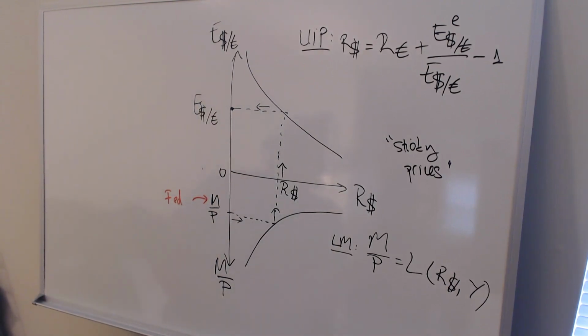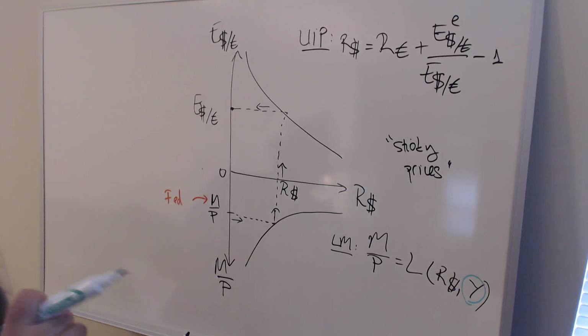Good. So a couple of things to note. We're going to think of P as being essentially fixed in the short run. That's the sticky prices assumption. We will always keep real US activity fixed unless I tell you otherwise, unless we're explicitly looking at a change in US real activity. So Y will always stay in place.